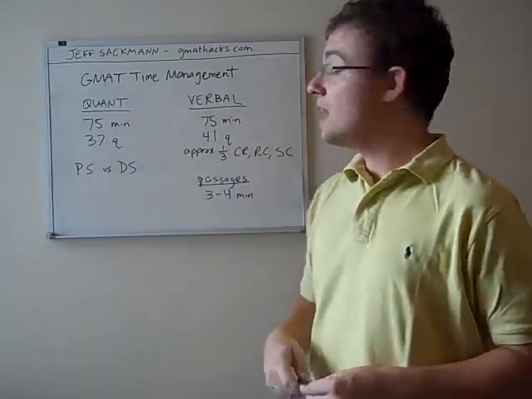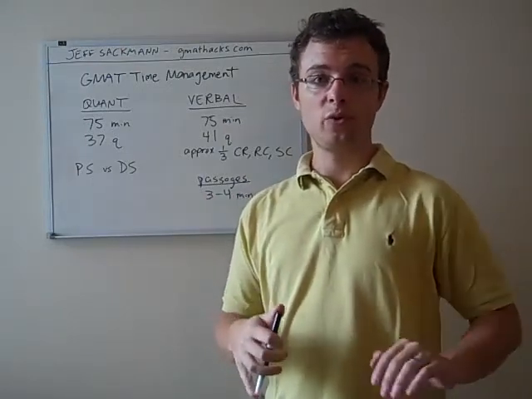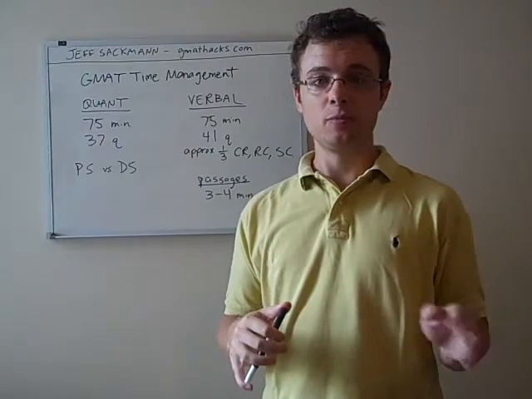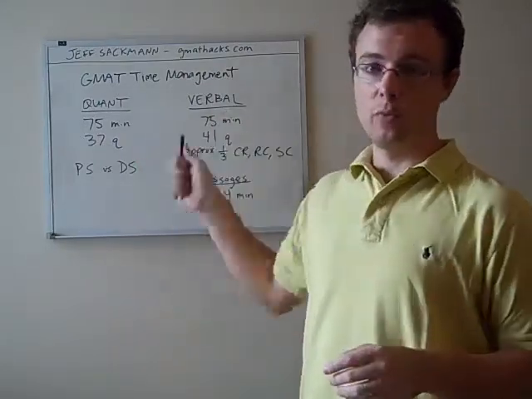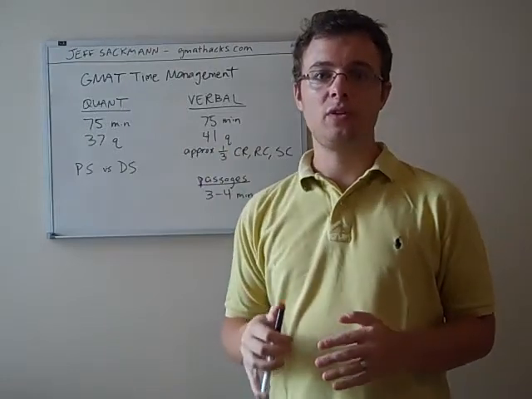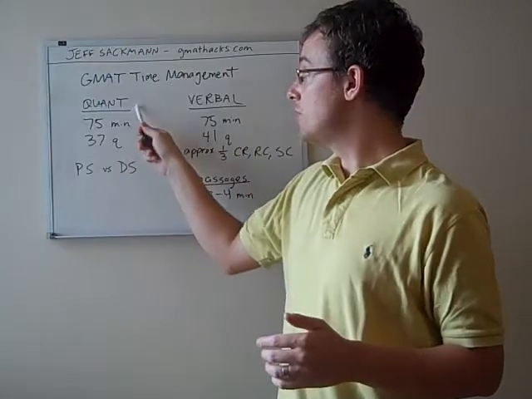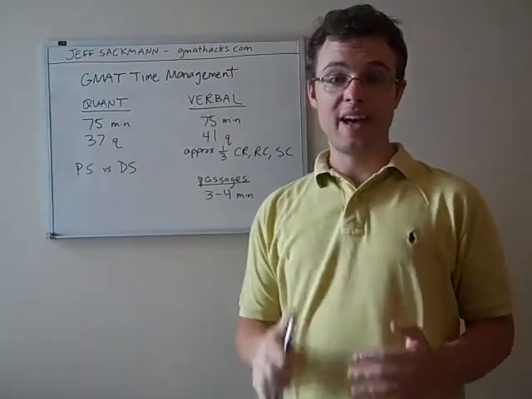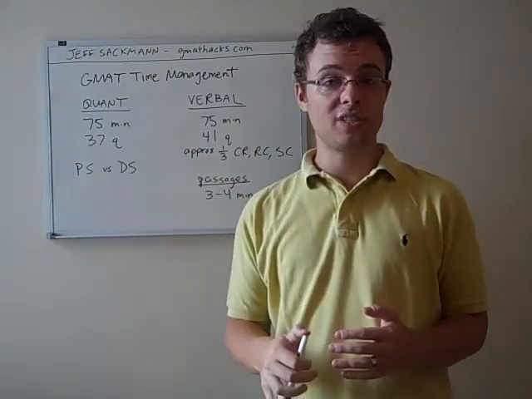So, GMAT time management. There are two major sections of the GMAT. For today's purposes, we're going to set aside the analytical writing assessment. The essays pale in importance compared to the quant section and the verbal section. After you write a couple of 30-minute essays, you move on after a 5-minute break to the 75-minute quant section. That's the math. In 75 minutes, you have to answer 37 questions.